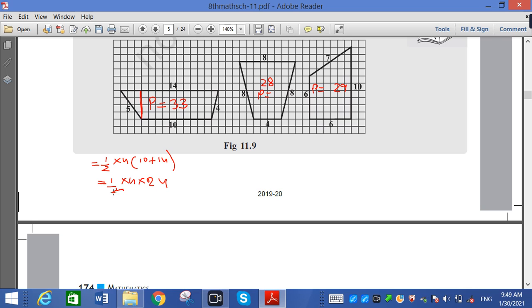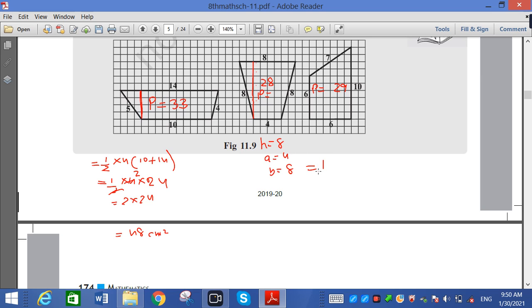So if I cancel by 2, 2 into 24, that is 48 centimeter square. Now if I check the area of this figure, again I have to draw one altitude here. So 1, 2, 3, 4, 5, 6, 7 and 8. So height h is equal to 8, a is equal to 4, b is equal to 8.